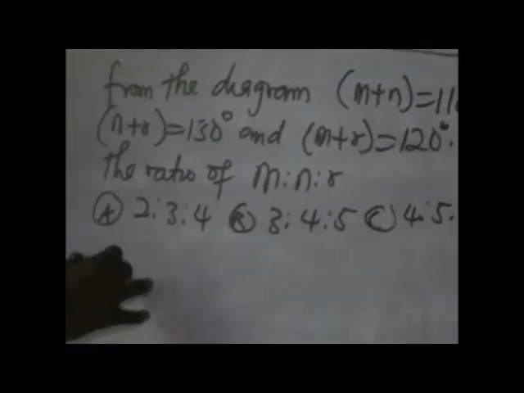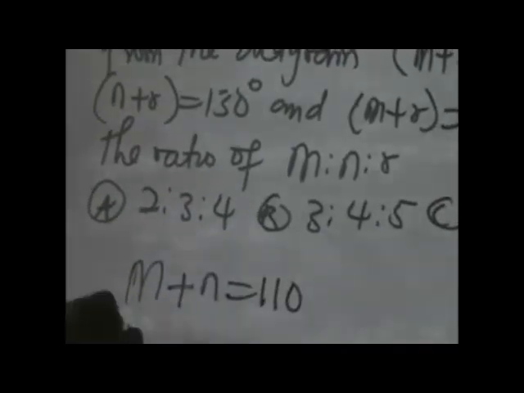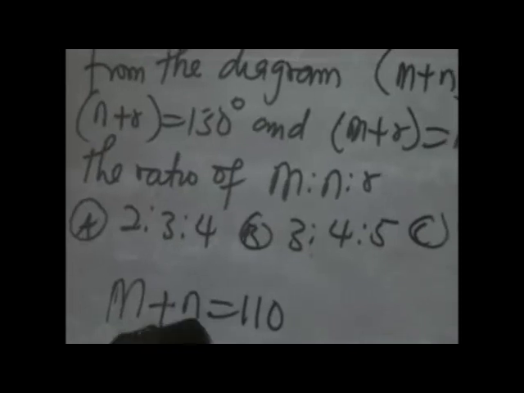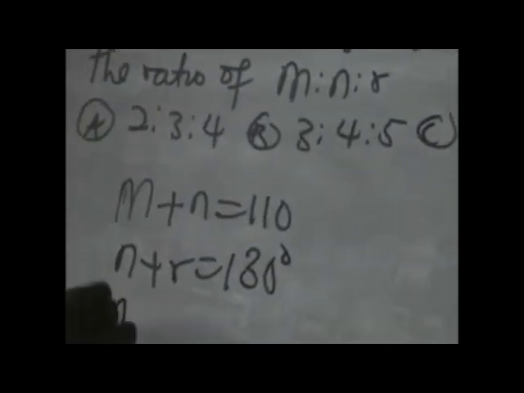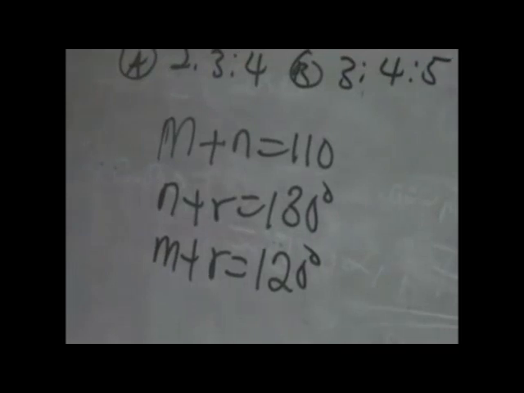What we have there is m plus n equal to 110 degrees. We also have n plus r equal to 130 degrees, and m plus r equal to 120 degrees. So we just have to calculate this. You need to get the value of n, the value of r, and the value of m, and substitute them to get the ratio of m, ratio n, ratio r.